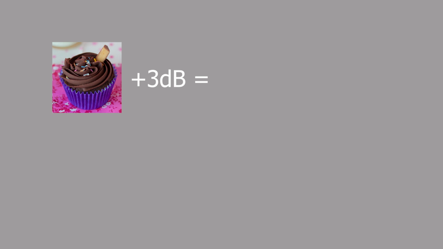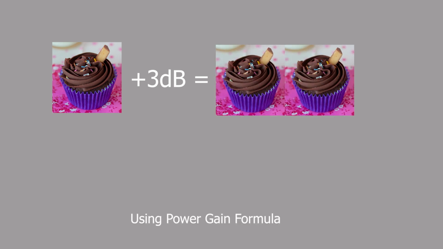dB or decibel represents ratio. If I have a cupcake and I say that I have 3 dB gain, that means now I have double of the cupcakes. That means I have 2 cupcakes now.